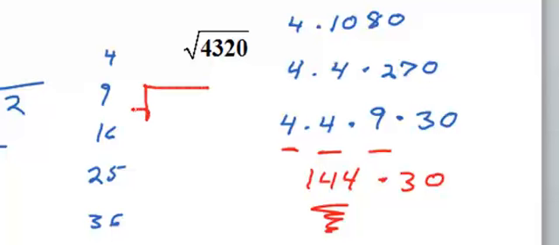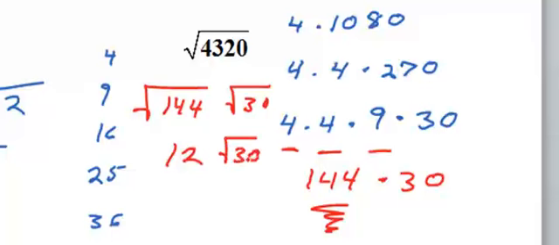So let's break it apart. Our perfect squares times whatever other factor is left. Well, if we square root 144, we get 12 times the square root of 30.